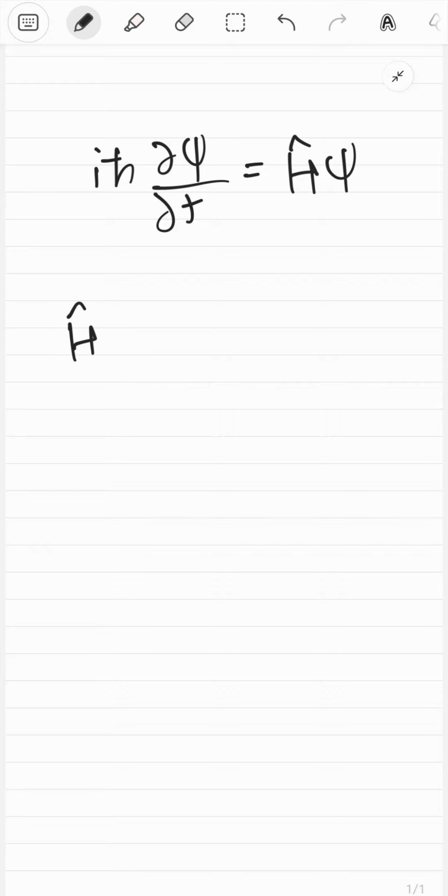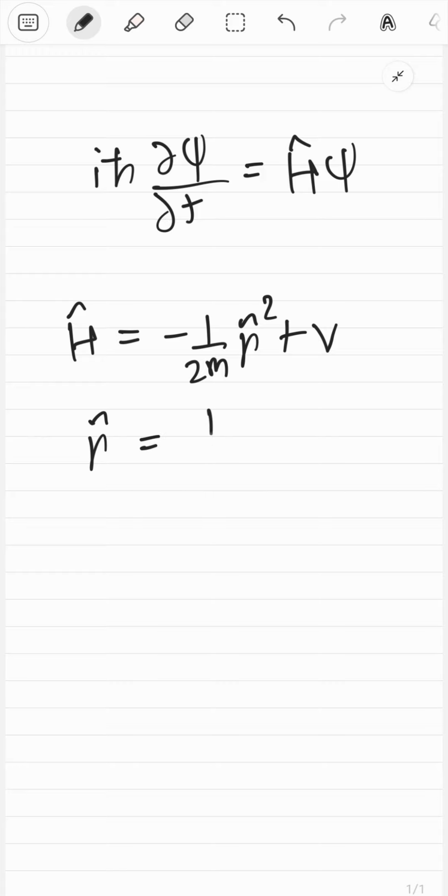Now, what is H hat? That's important. So H hat is minus 1 upon 2m p hat squared, plus the potential. So once again, what's p hat now? p hat is h bar upon i, obviously, you know that thing, the imaginary unit. Why am I even explaining this? Partial upon partial x. So this is an operator.